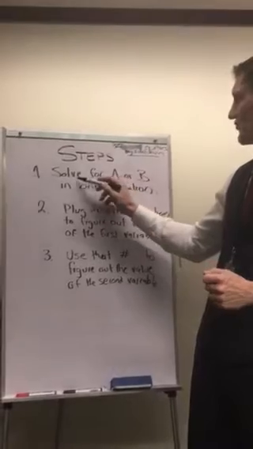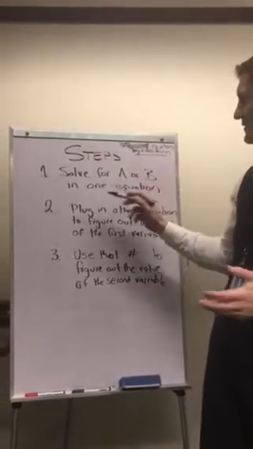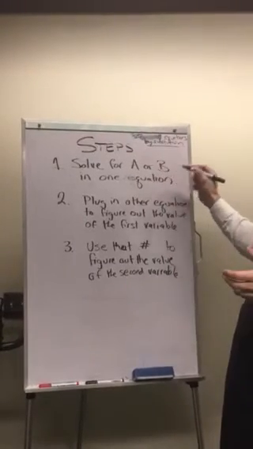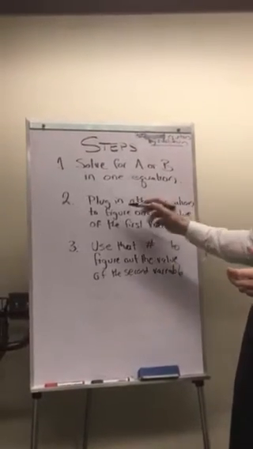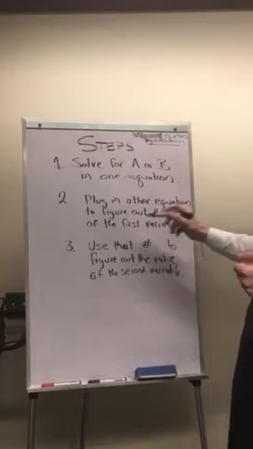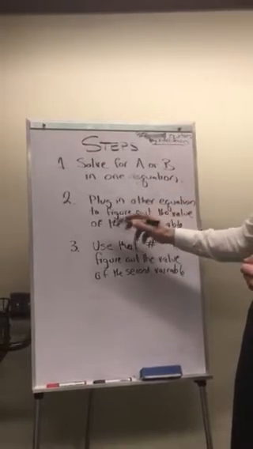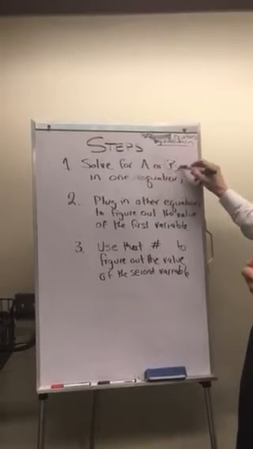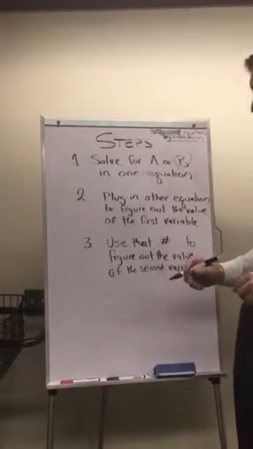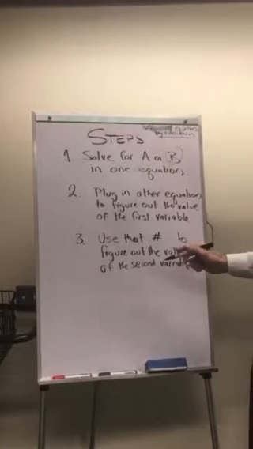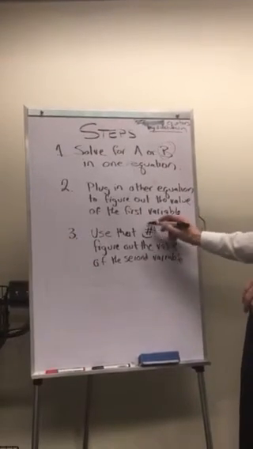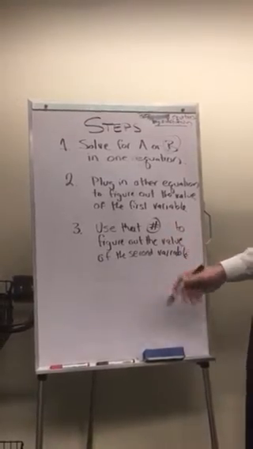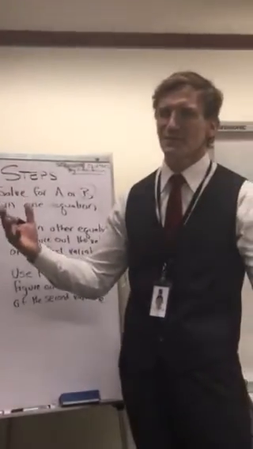The first step is you solve for A or B, it doesn't matter, in one equation. Second step is you plug that value into the other equation to figure out the actual numerical value of the first variable. So let's say the first variable is A and the second variable is B. There's 2 variables. The third thing that you need to do is use that number to figure out the value of the second variable. And that's how you figure it out.